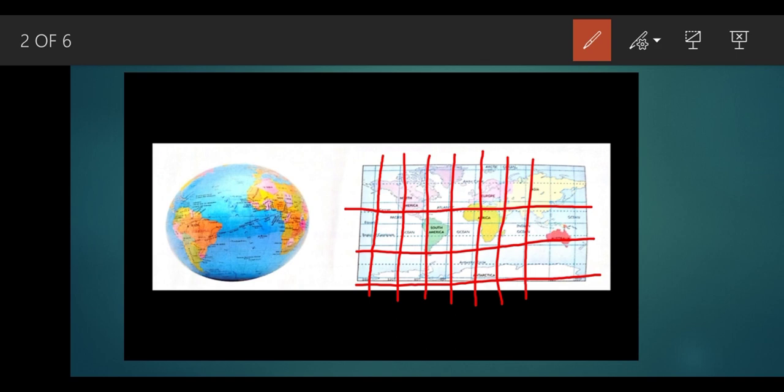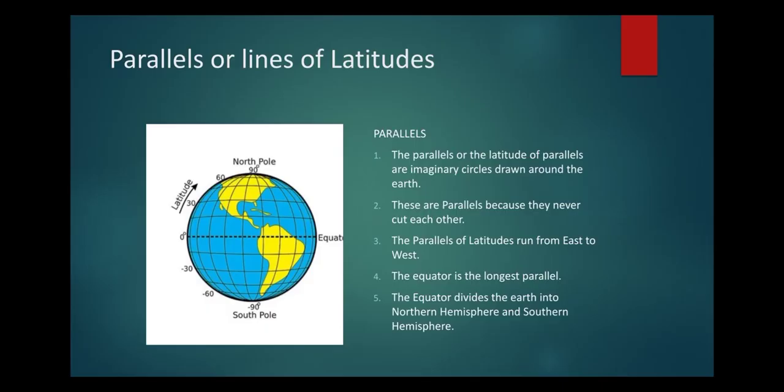Now all these lines together make some squares and rectangles on the map. What is this? This is called a grid. These squares and rectangles on the map are called a grid. In this slide, we will learn about parallels. Parallels or the latitudes of parallels are imaginary circles drawn around the earth, as you can see in the picture.